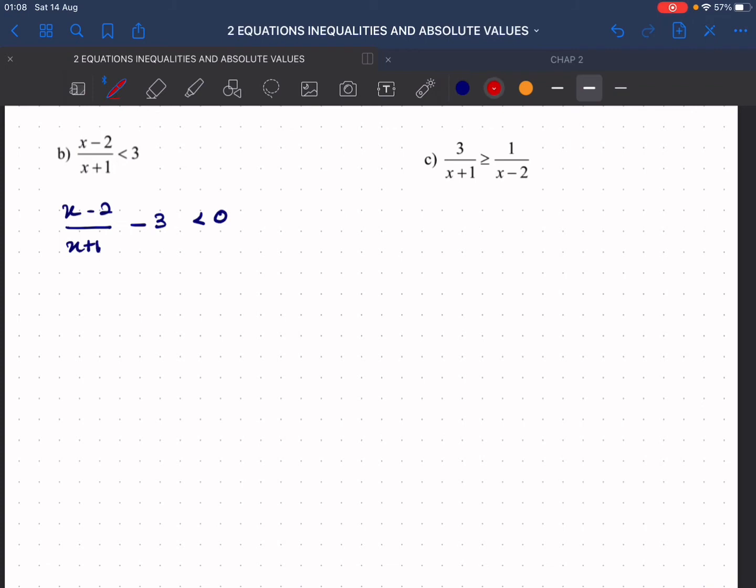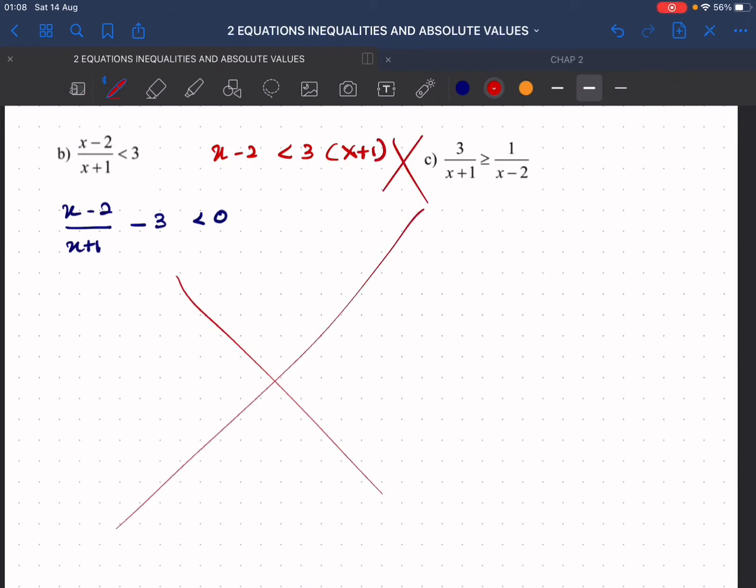Okay, jangan buat macam ni. X minus 2, jangan buat macam ni. X minus 2 less than 3, x tambah 1. Jangan buat macam ni. Saya terus pangkah daripada atas sampai bawah. Tak ada markah. Okay? Please don't do this.